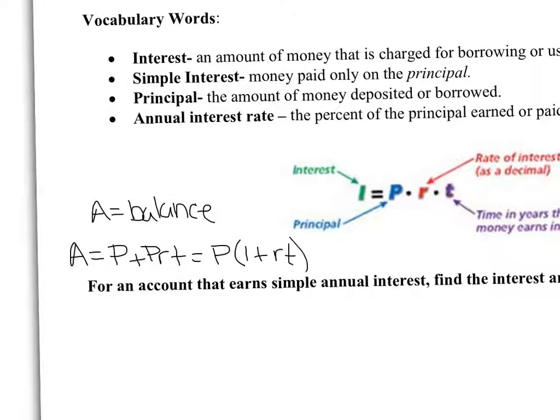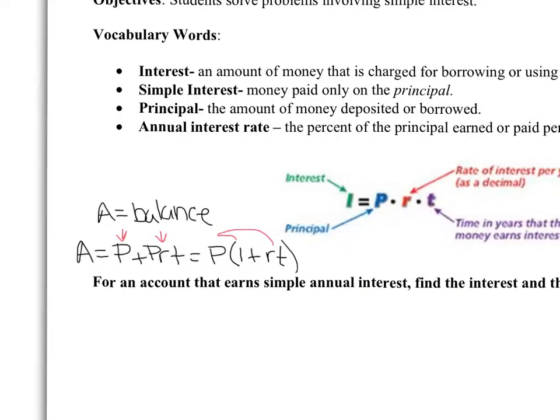RT. And why we can do this, if you take a step back, if I distribute this out, P times 1 gives me P. And if I distribute it to the RT, P times R times T gives me PRT. So you can use either one. They mean the same thing. They will do the same thing.